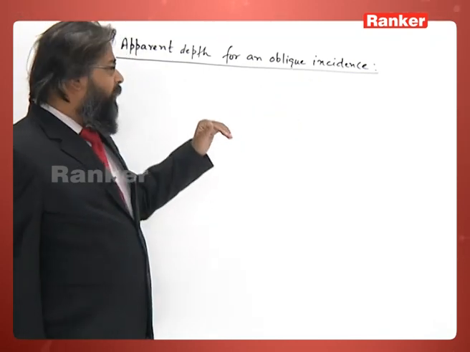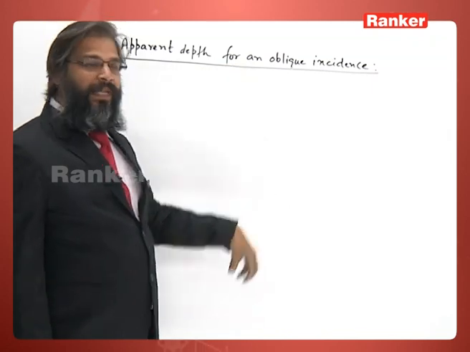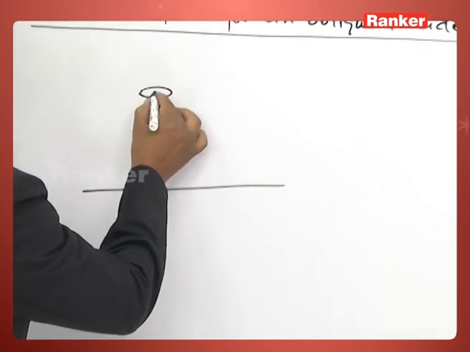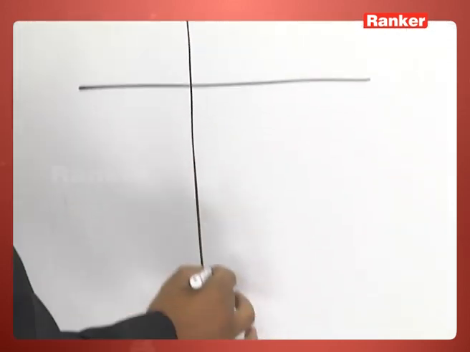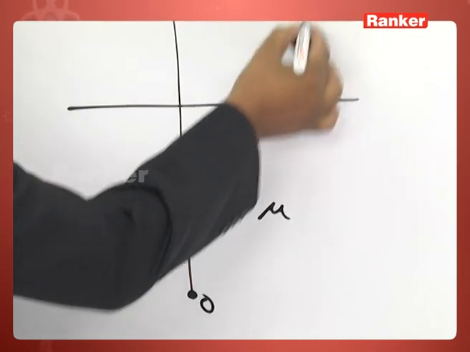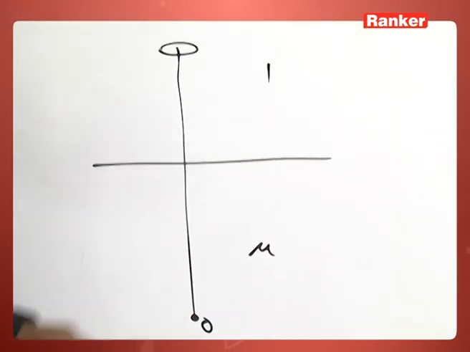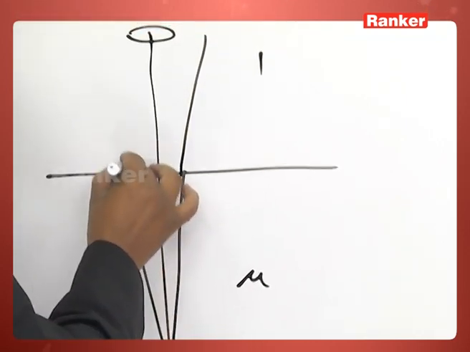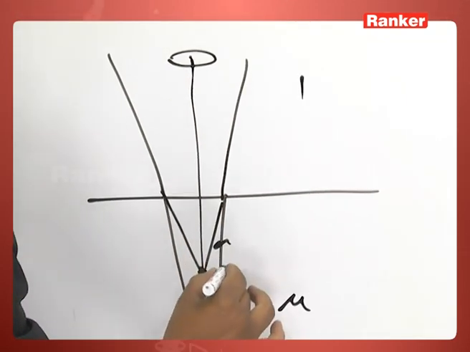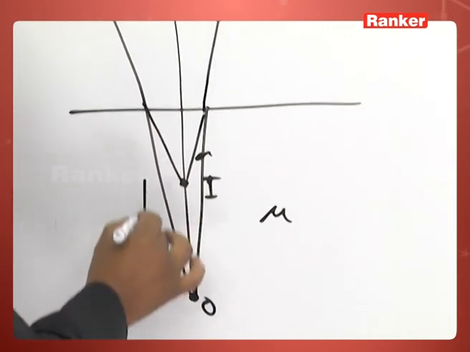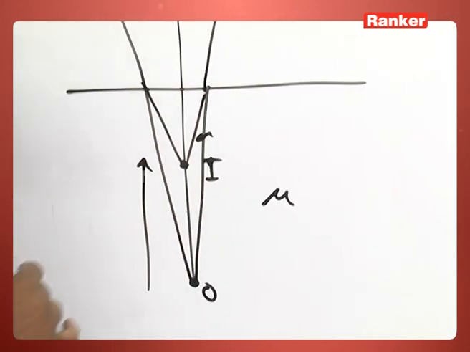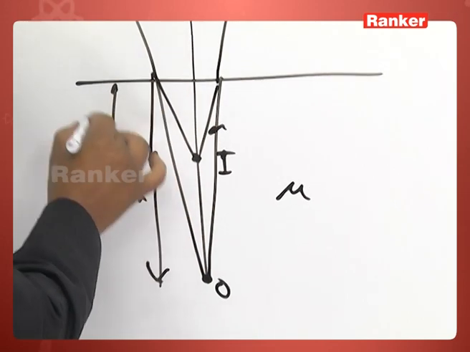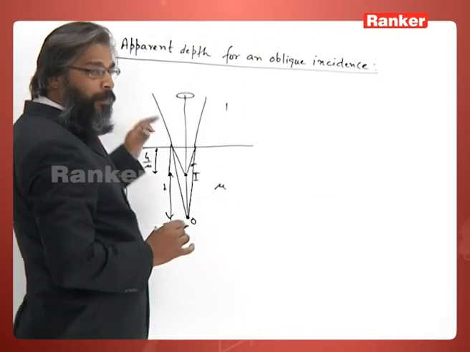Till now we have seen the apparent depth for a normal incidence. That is, if the observer is here and the object is here, this is mu, and this medium has a refractive index 1 and mu, then the image will be formed at some location here. This is I, and this is the shift caused. So, if this is h, then the image will be formed at h by mu. This was our previous case.